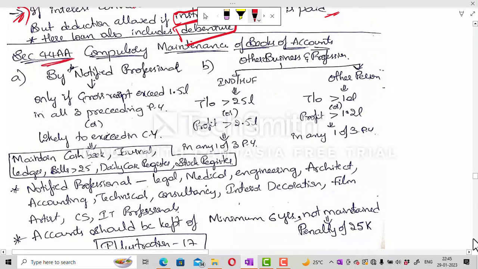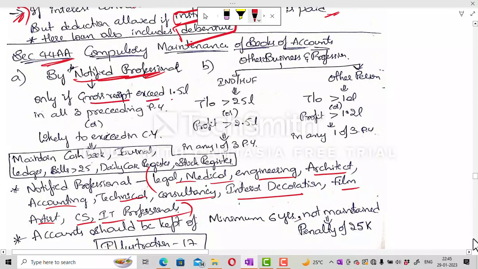Next one, section 44AA. It is who should maintain books of accounts and what books of accounts they should maintain. For notified professionals, who are notified professionals? Legal, medical, engineering, architect, accounting, technical, consulting, interior decoration, film artist, CS, IT professionals. All these persons maintain books of accounts only if gross receipts exceed 1.5 lakh in all the 3 preceding previous years.